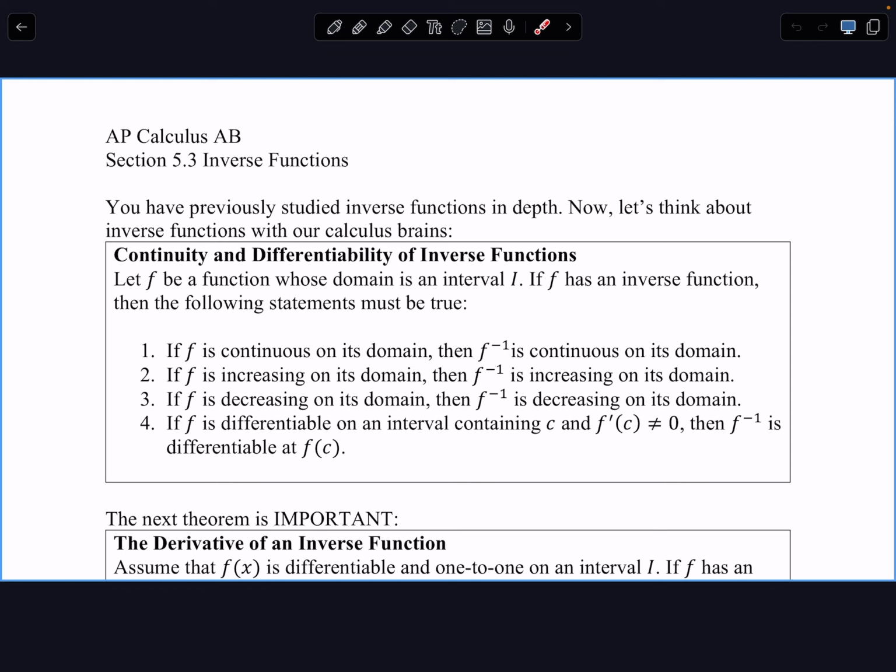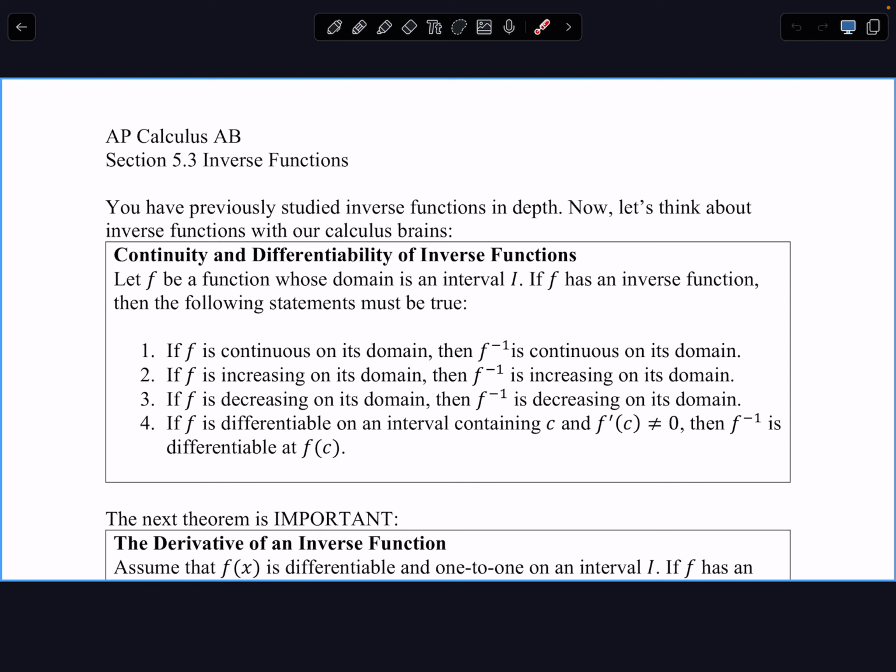Domain and range switch. Right, so if (a, b) lies on f, then (b, a) lies on its inverse. Are we okay? Okay. So now we're going to look at inverse functions from a calculus perspective. Now that we have all of this knowledge about calculus, we're going to be looking at inverse functions using our calculus brains.